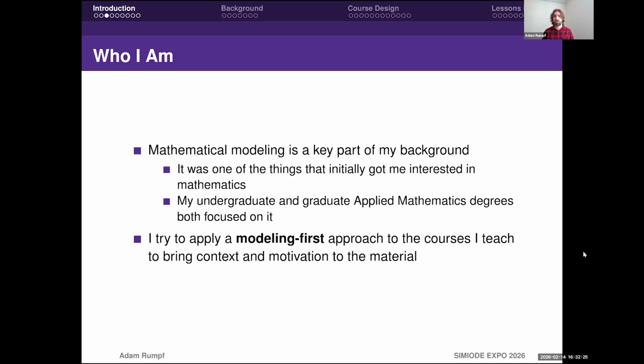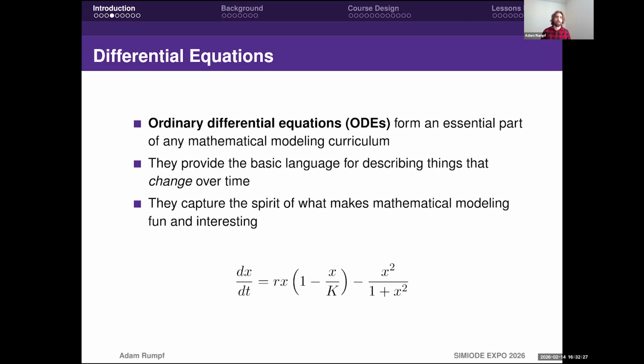I'm sure that anyone at this conference would agree that if you're going to talk about mathematical modeling, then it's essential that you talk about ordinary differential equations at some point, because they are such an essential and ubiquitous type of mathematical model that shows up in all kinds of different contexts for modeling all kinds of real-world systems. They provide the language that we use for describing things that change over time, which describes most things in the real world, and that's why differential equations show up in as many different settings as they do.